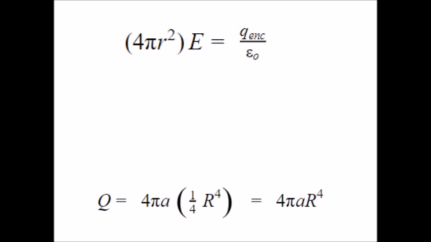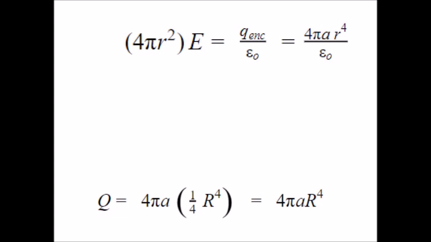That's an awesome surface to use for a point charge because the electric field lines are perpendicular to the surface of the sphere at every point. Anyway, 4 pi r squared times the electric field is equal to Q enclosed over epsilon naught. And the good news is we already figured out an expression for the Q enclosed. It's equal to 4 pi a small r to the fourth. That's the Q enclosed. See what we did there?